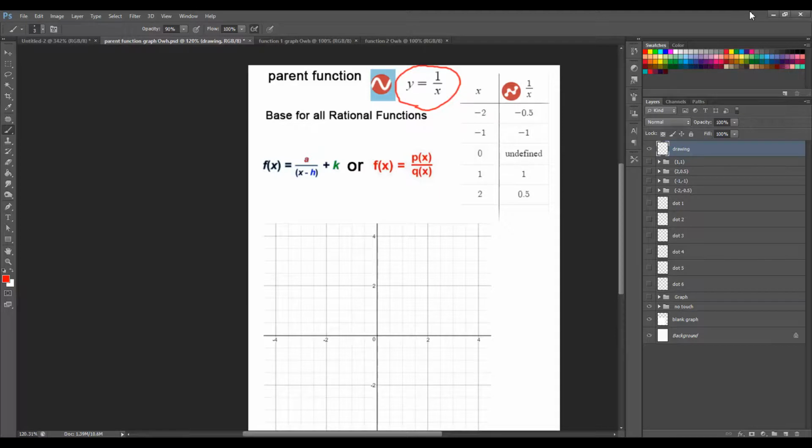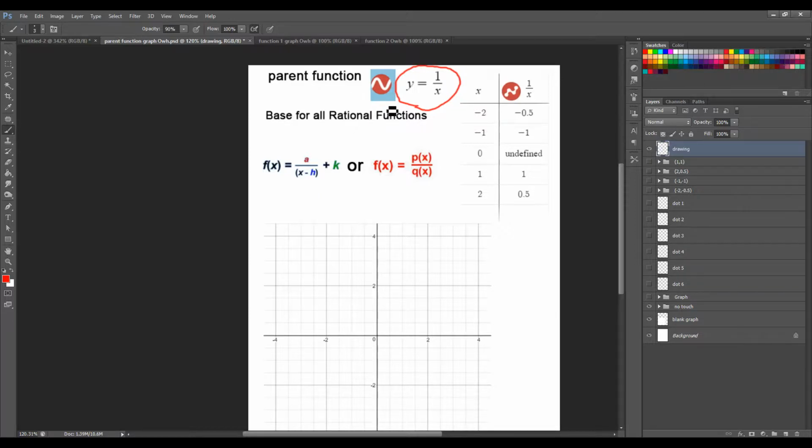Okay, so before we start translating our rational functions, let's take a look at the parent function. Our parent function is y is equal to 1 over x, this one right here. The parent function is the base for all our rational functions, and you can use the formula f of x is equal to a over x minus h plus k, or f of x is equal to p of x over q of x. You can use these formulas in order to get a good idea of how the functions are translated.